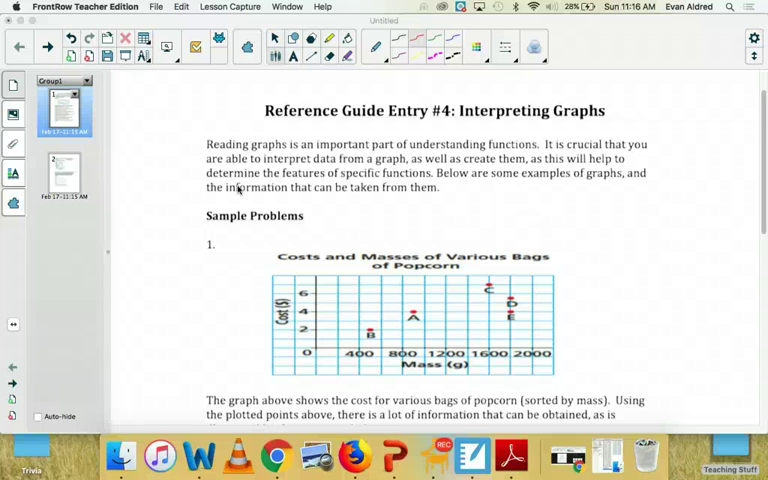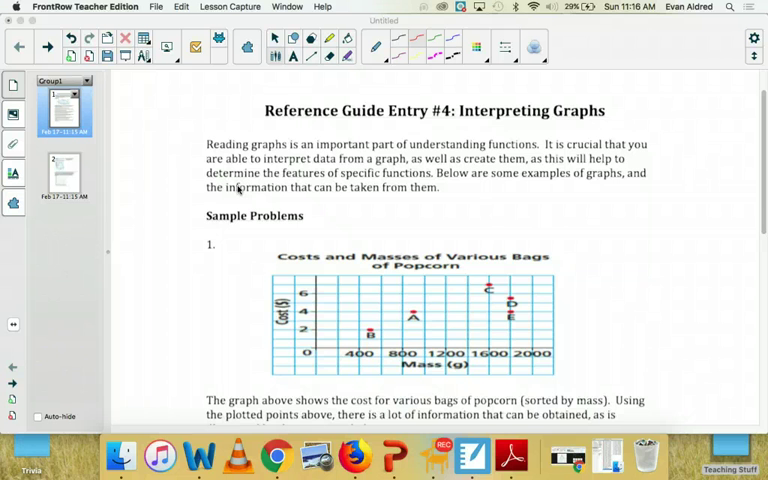Going to look at how to both interpret and draw graphs. And these graphs will take a variety of forms. For example, it could look like the one that you can see in this picture here, or it could be something that involves line segments. We're going to look at both of these types of graphs and how to interpret and create them in this reference guide.